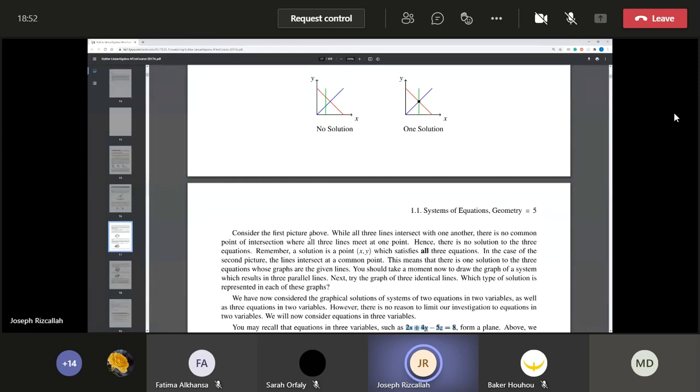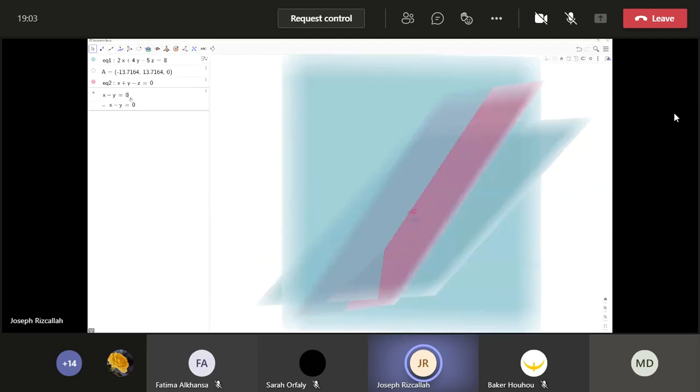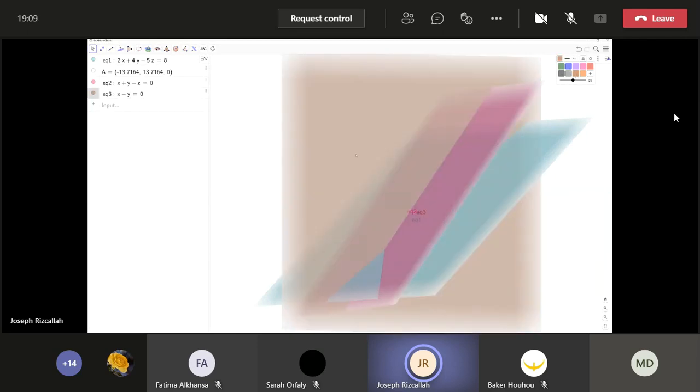So let's do it. Maybe I'll keep it easy. Let's say x minus y equals 0. And let me change its color also so you can see it better. Maybe I'll make it brown. Okay, so now let me hide it so you can see.